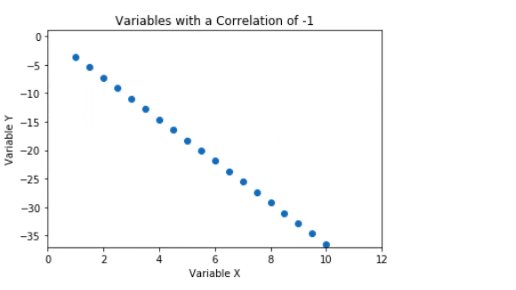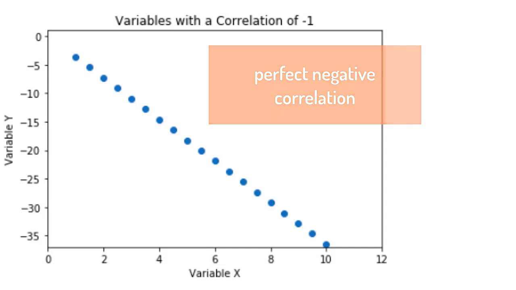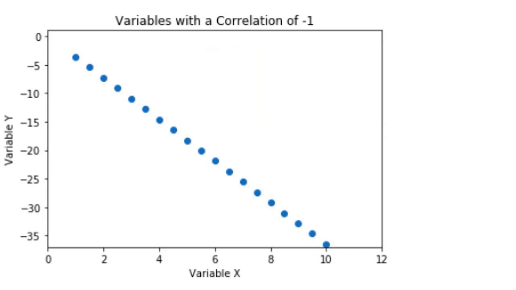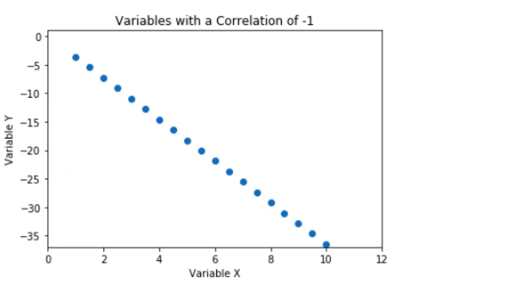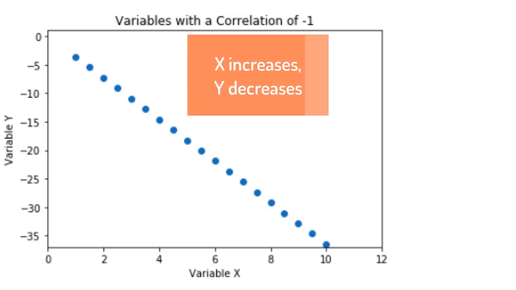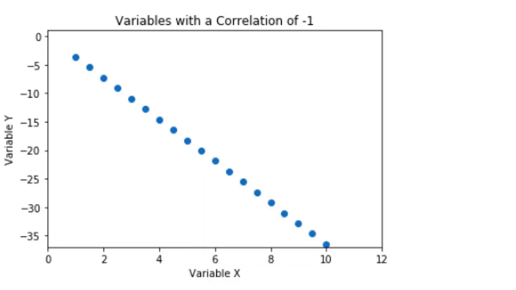This figure shows a scatter plot for two variables with a perfect negative correlation. Again, the plotted observations fall on a straight line, but this time the line has a negative slope. As x increases, y decreases.